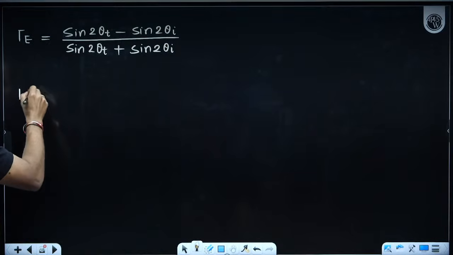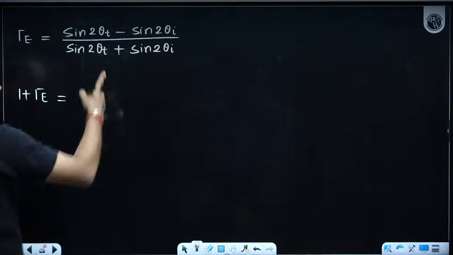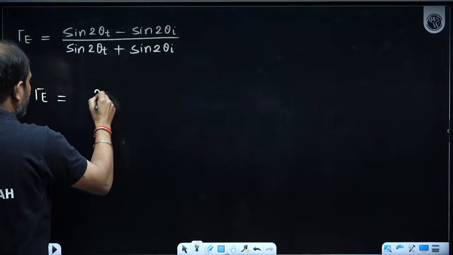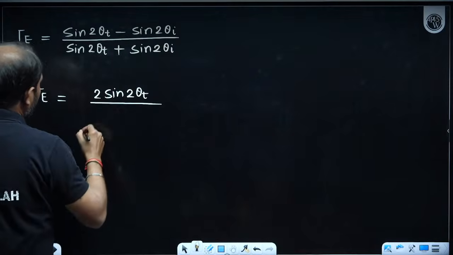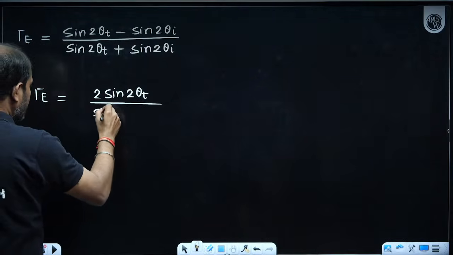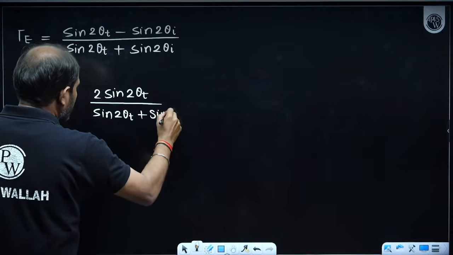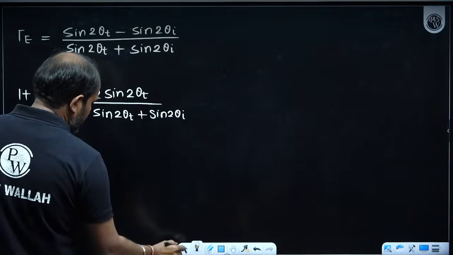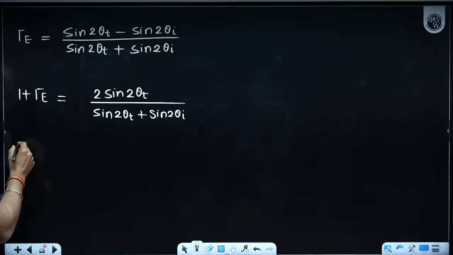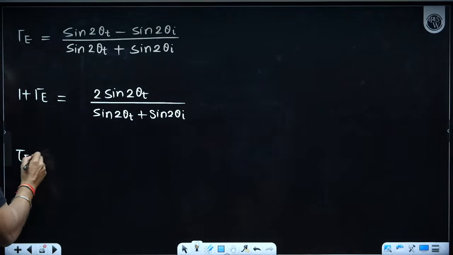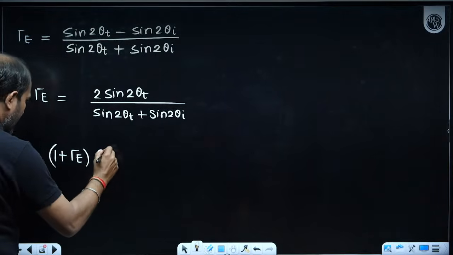So 1 plus gamma is equal to, if I add this one, this one will be cancelled. So 2 sine 2 theta t and sine 2 theta t plus sine 2 theta I. So I will break this value. So what will happen? Tau is equal to 1 plus gamma, e cos theta I upon cos theta.